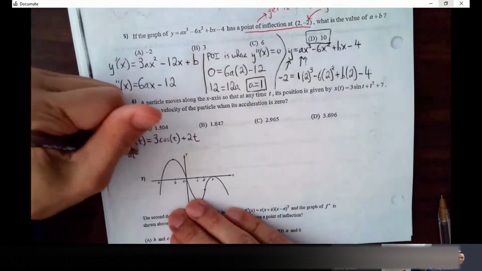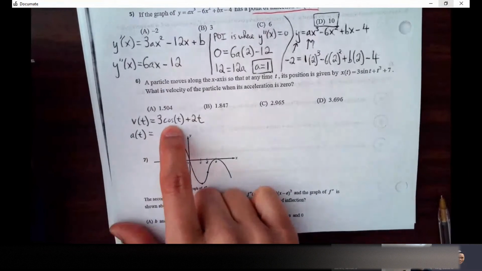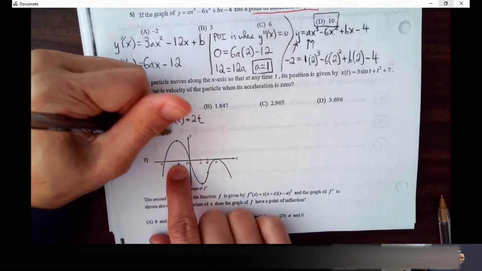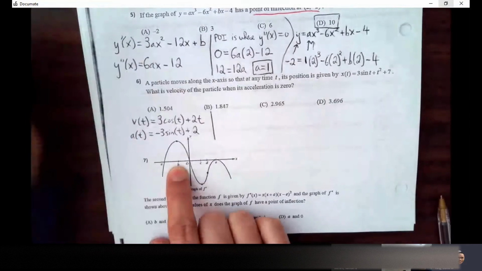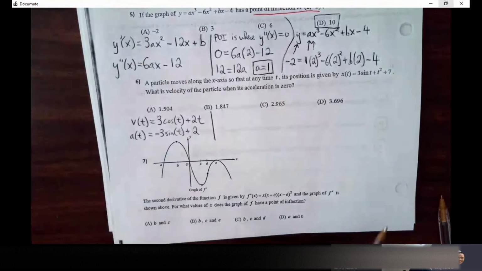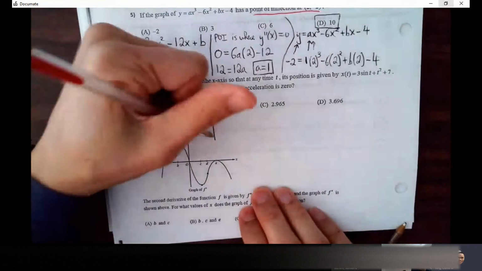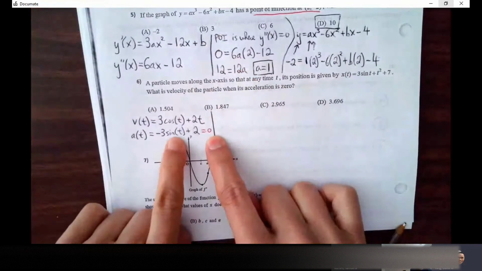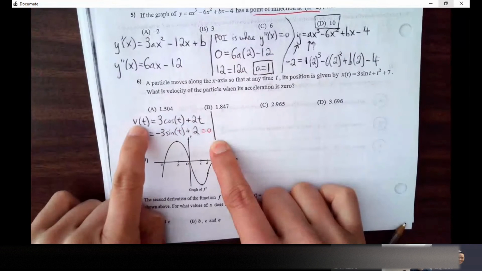My acceleration function is the second derivative, so find the derivative of velocity. Cosine becomes negative sine. 2t becomes 2. All right. Okay, it says, what's the velocity when acceleration is 0? So I'm going to set acceleration equal to 0, solve for t, and then plug that t value into the velocity function to figure out the velocity.